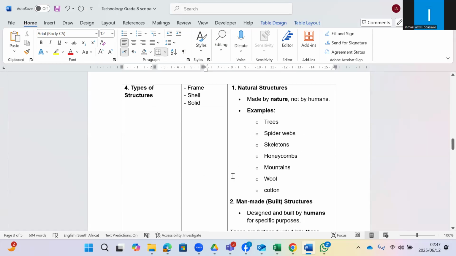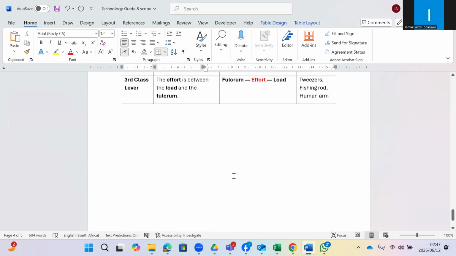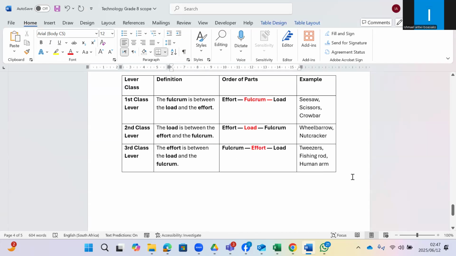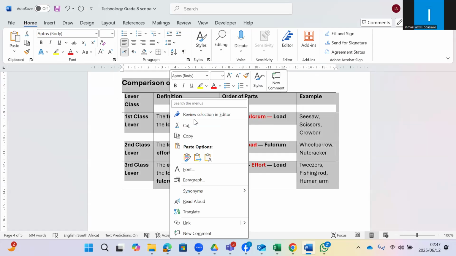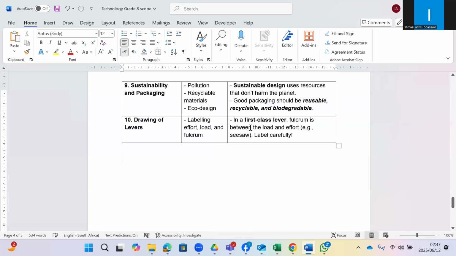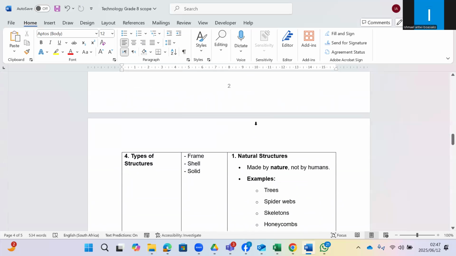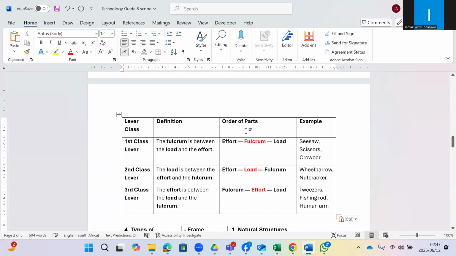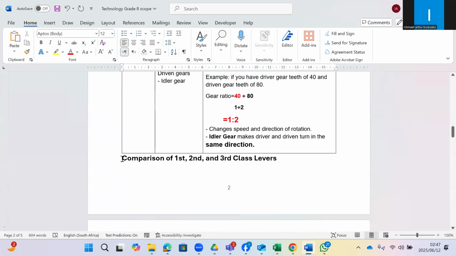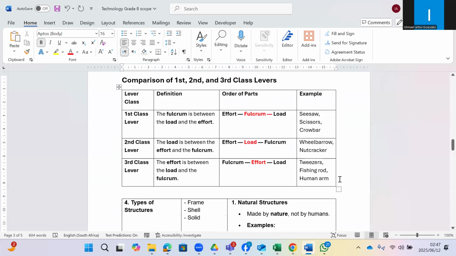Now let's go to structures. But before I move straight to structures, I would like to explain this concept also. The concept of comparing the 3 types of levers. Let's compare that before I move on. Now, the 3 types of levers. We have first class, second class, and then the third class lever.